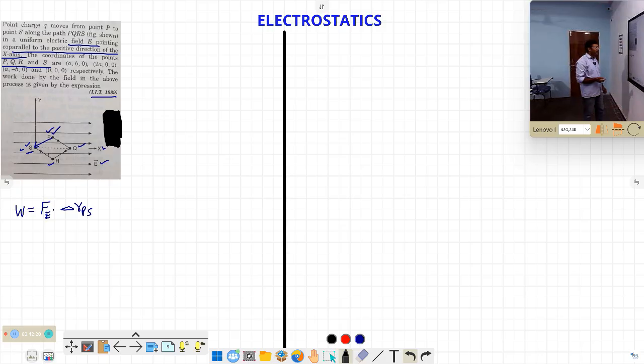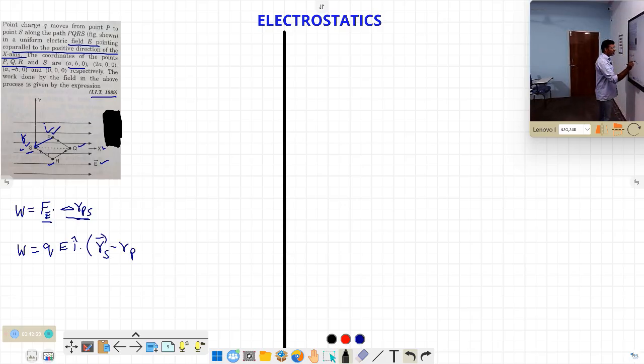So we need to find the answer for this one. Work done is equal to force dot displacement. What is force? That is nothing but EQ. Q is the charge, E is the electric field. Position is given in terms of a comma b, like x and y coordinates. The electric field is along the x-axis, so I can write it in vector form as E i cap. This is along the x-axis, dot, and what is the change in position of the charge? We can write it in vector form as final position, which is S, minus initial position, which is P. This is the value we need to calculate now.